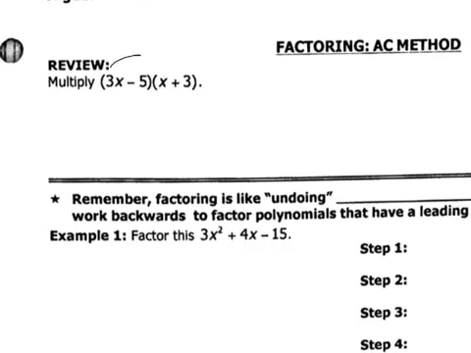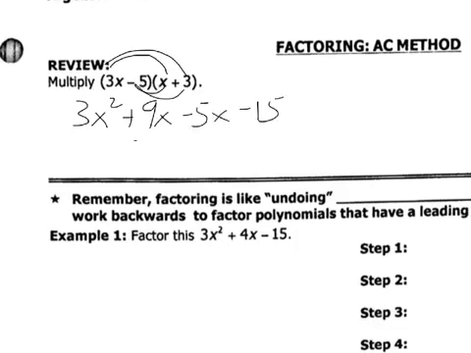You remember we double distribute. So we multiply 3x to x, we multiply 3x to 3, negative 5 to x, and negative 5 to 3. And then we combine like terms. The reason I'm showing this is because our problems today are going to start here.